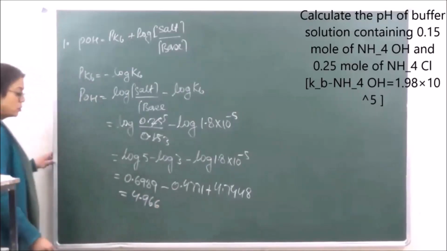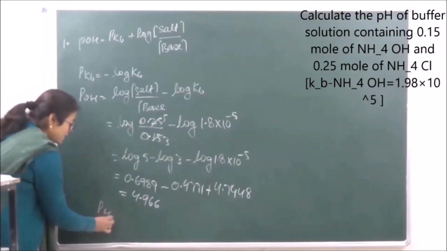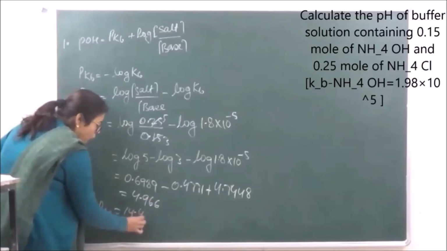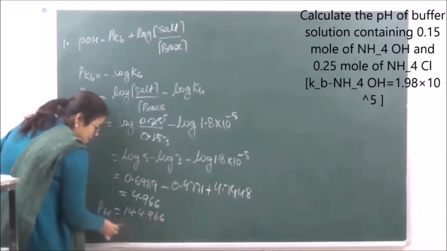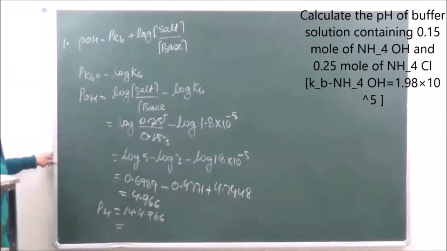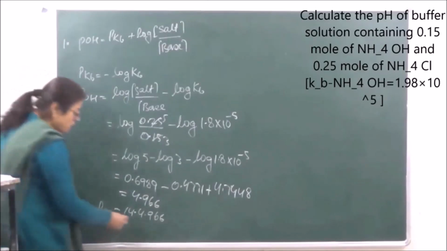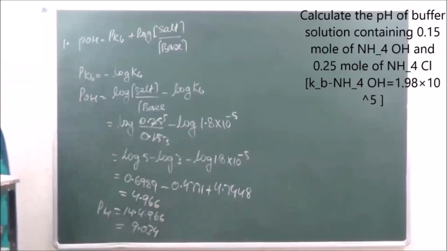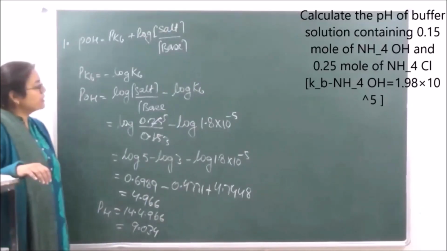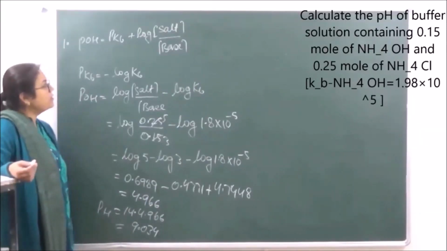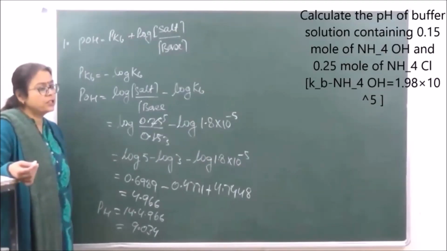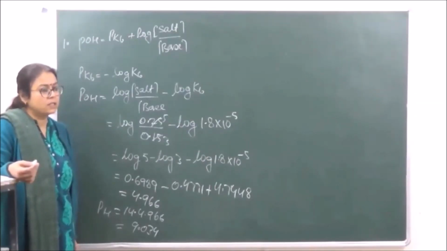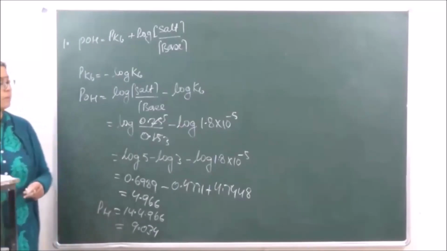4.966. So what is going to be the pH then? 14 minus 4.966. Okay? And that is going to be equal to 9.034. So it's a very simple kind of question. By just putting in the values in the equation, you can easily calculate it. Okay? Let's go on to question number 2.